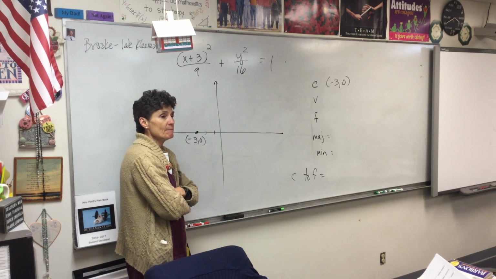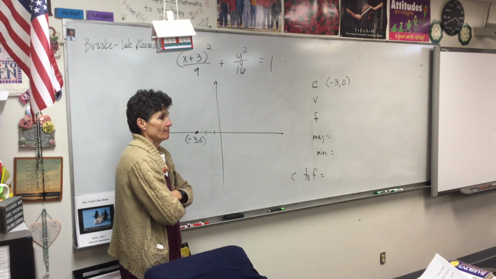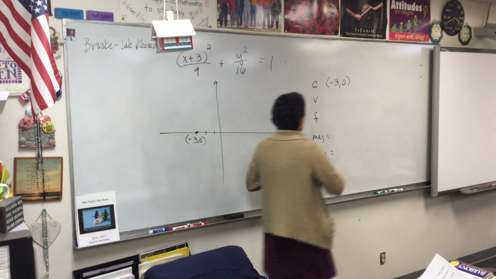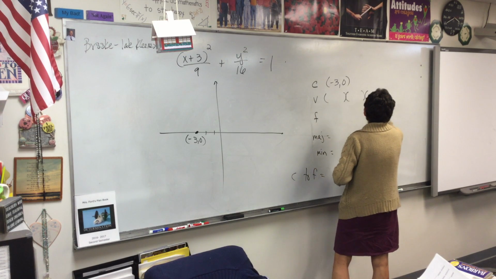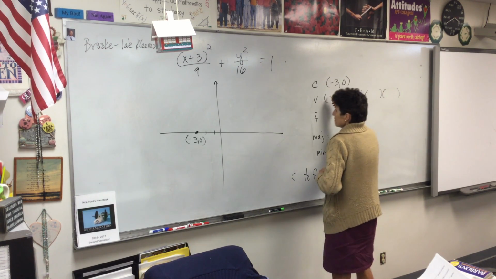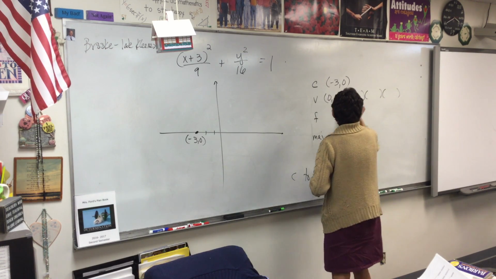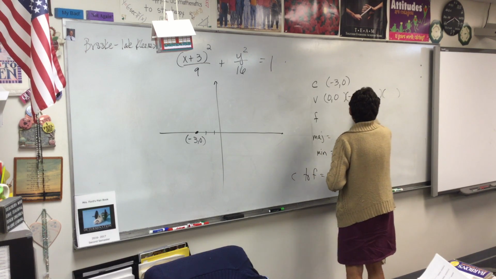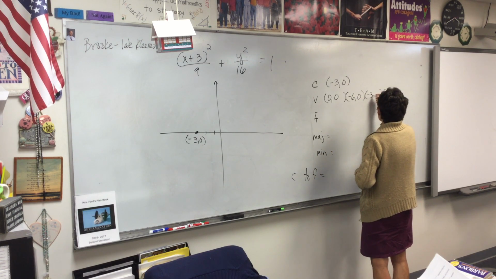Yeah, so what do you mean? Has anybody found the vertices yet? You have? There should be 4 of them. So tell me what they are. 0, 0. -6, 0. -3, comma 4.